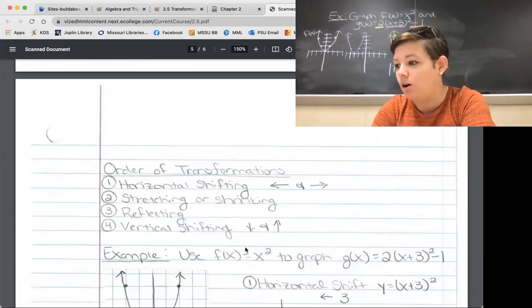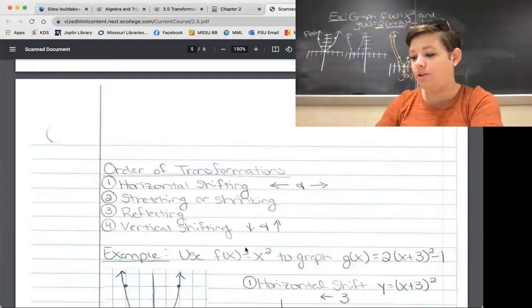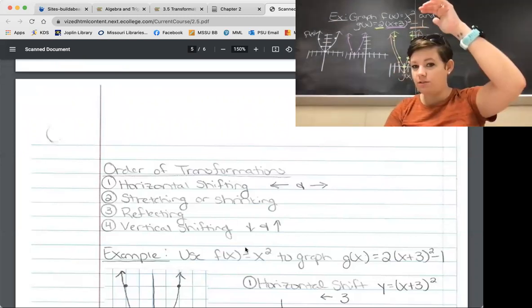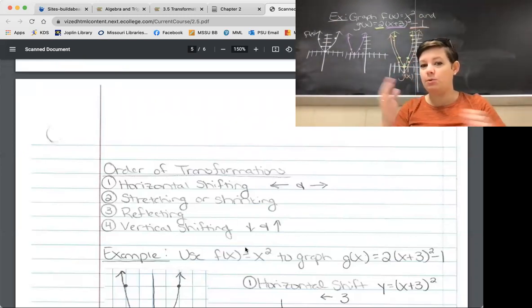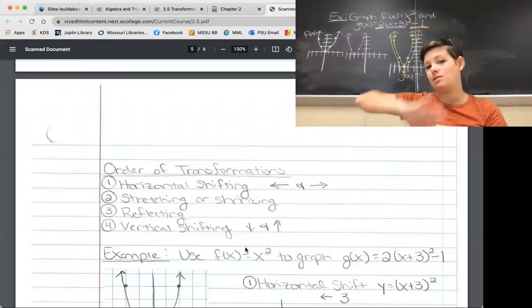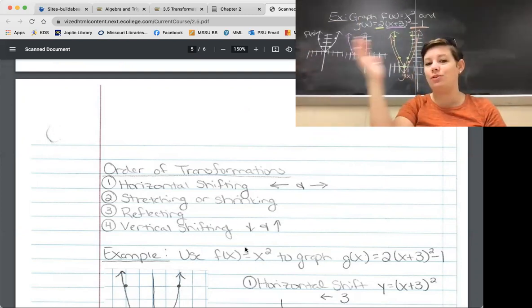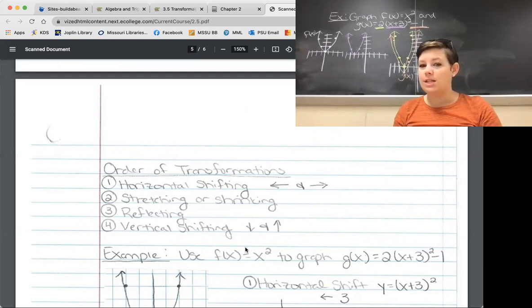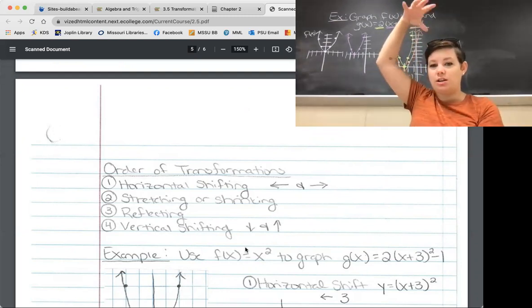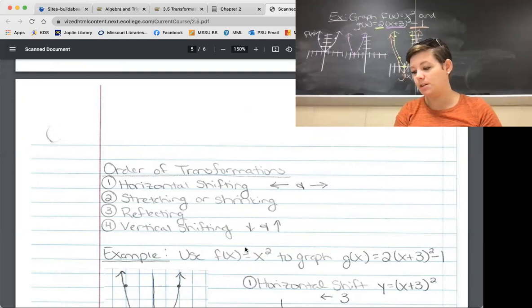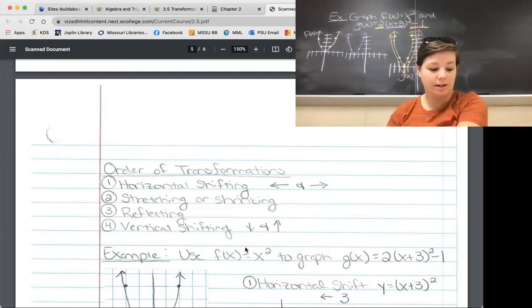That is all of the different types of transformations that we will do with a function. We did vertical shifts, up and down. We did horizontal shifts, left and right. We did reflections about the x-axis where we would fold our paper this way. We did reflections about the y-axis where we'd fold our paper this way. We did horizontal stretching and shrinking. We did vertical stretching and shrinking. And then we did them all together. So that is everything we covered.